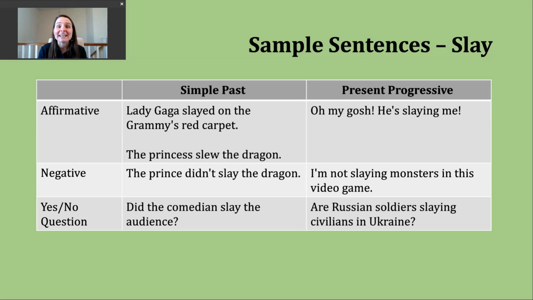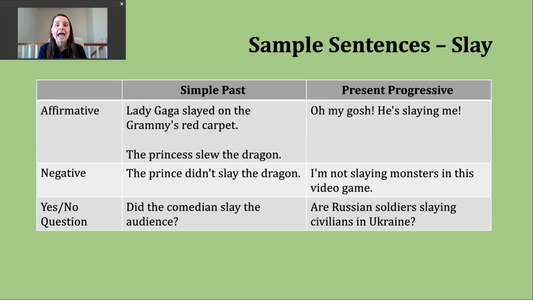Now let's look at making a yes or no question. To do this, again, our structure will be the same no matter what our meaning is. So we'll start with did, then we'll have our subject, and then the base verb. Here's another example. Did the comedian slay the audience? So here, this would be that amusing meaning. So were they laughing so hard? That's what we mean by that yes or no question.